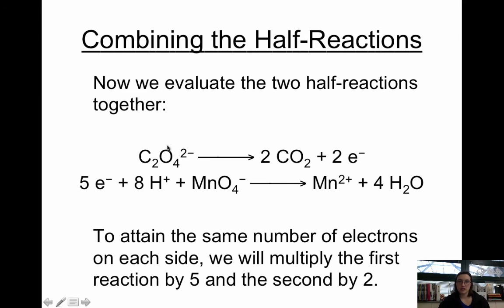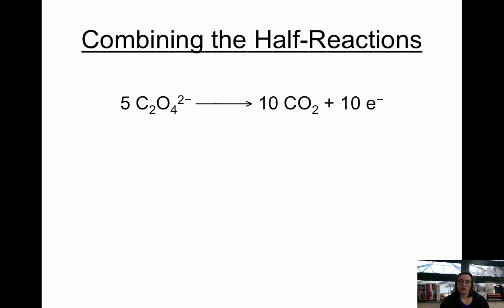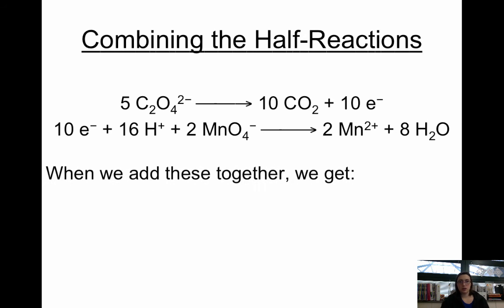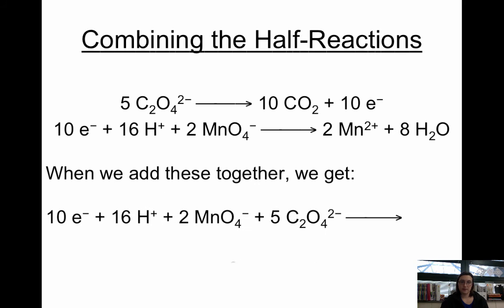Well, if we multiply the top one by 5 and the bottom one by 2, that means that we get 10 electrons for each. So we multiply the top one by 5, we get 5 oxalates, 10 CO2s, and 10 electrons. We multiply the bottom by 2, so you multiply all of your coefficients by 2. Now our electrons are equal, and we can add them together.